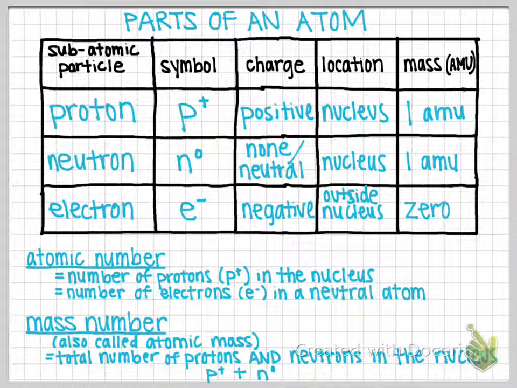So if you have a neutral atom, the atomic number equals the number of protons, and the atomic number equals the number of electrons. The mass number, which is also called atomic mass, is the total number of protons and neutrons in the nucleus. So it is your protons plus your neutrons. That's the only thing that makes up your mass. So please remember this little equation to figure out your mass number.